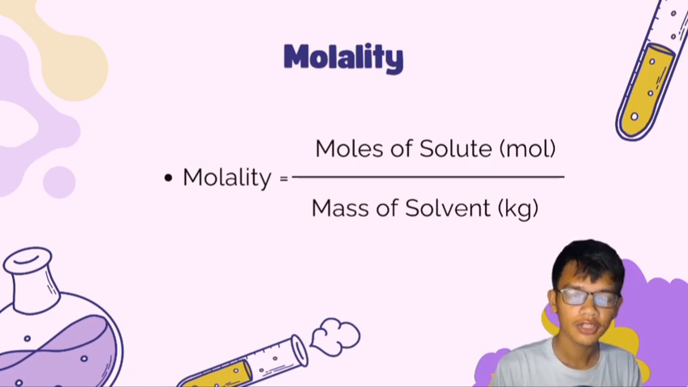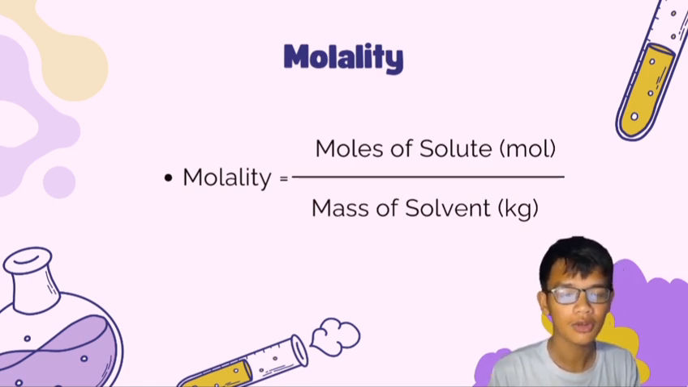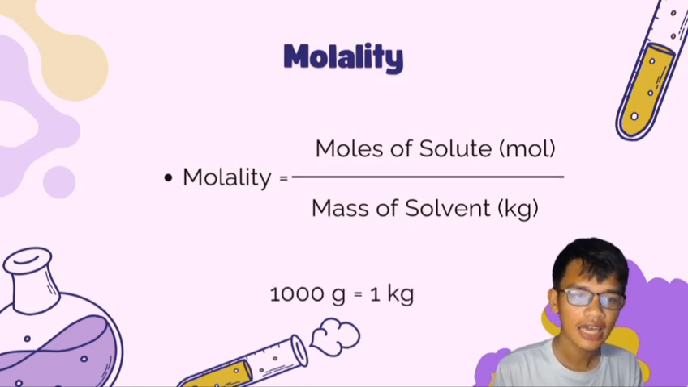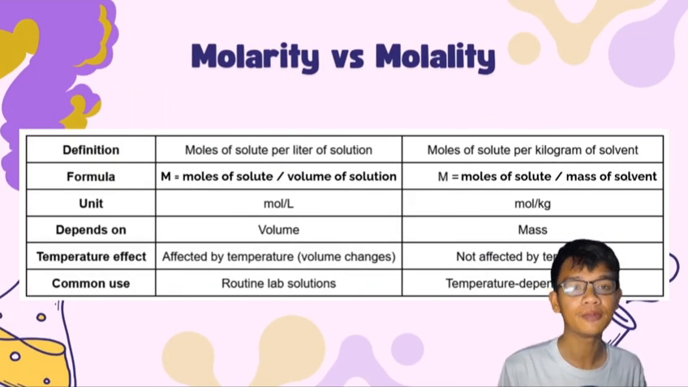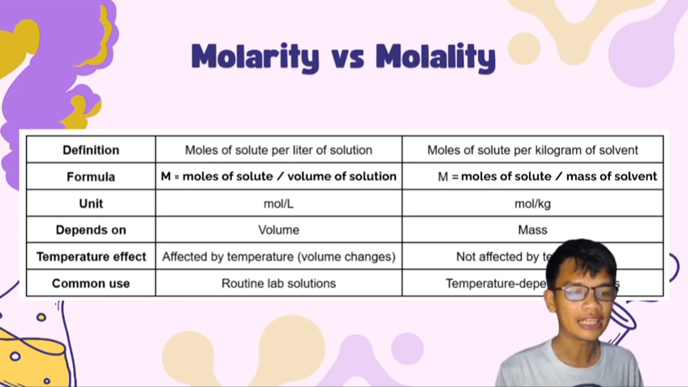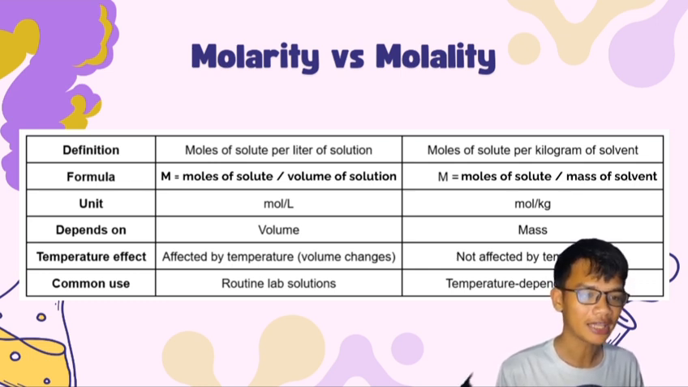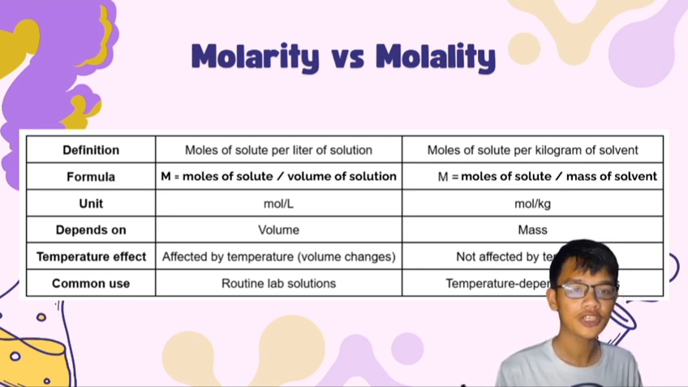Now that we have learned the definitions of molality and molarity, let us highlight their differences. So here is a quick comparison between the two. Molarity depends on volume, while molality depends on mass. Molarity uses liters of solution and molality uses kilograms of solvent. The small differences are actually very important. So if you're doing a lab where temperature might change, like measuring boiling and freezing point, molality is more reliable because it doesn't use volume.